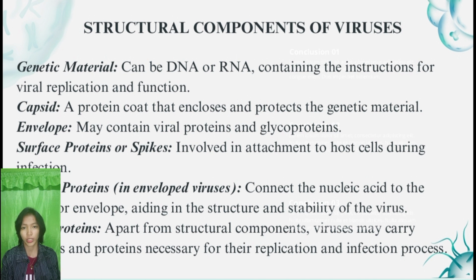A capsid, which is a protein coat that encloses and protects the genetic material, comes in different shapes for different viruses and is made of smaller subunits known as capsomeres. Envelope: some viruses have an outer lipid membrane envelope derived from the host cell membrane, and this envelope may contain viral proteins and glycoproteins, surface proteins, or spikes. These structures protrude from the viral envelope and are involved in attachment to host cells during infection.